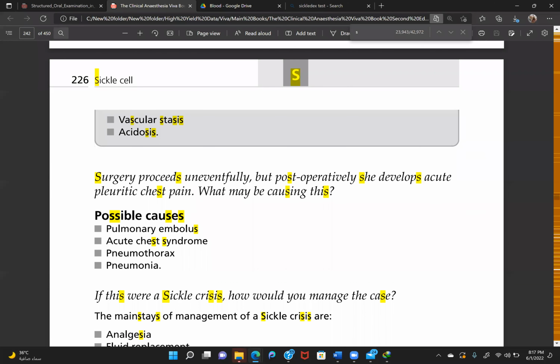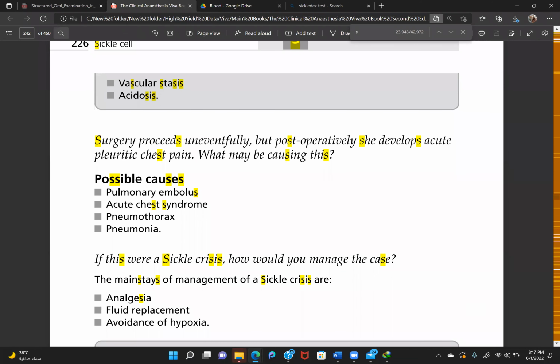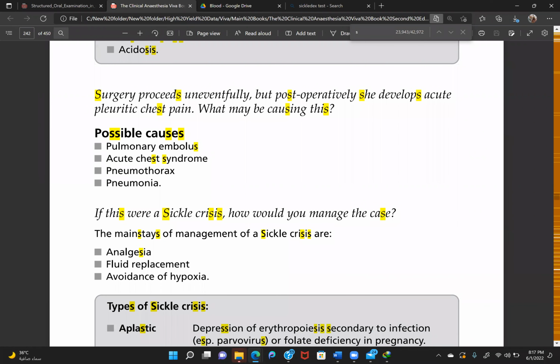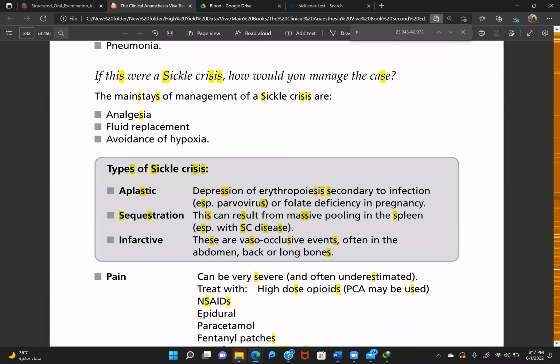Surgical acute pleuritic chest pain: the differential diagnosis will be pulmonary embolism, acute chest syndrome, pneumonia, and pneumothorax. You have to rule out according to the signs and symptoms, and then investigate further. Sickle cell crisis needs good analgesia, fluid replacement, avoidance of hypoxia. As I told you, aplastic crisis is depression of erythropoiesis secondary to infection or folate deficiency in pregnancy. This case is related to pregnancy.